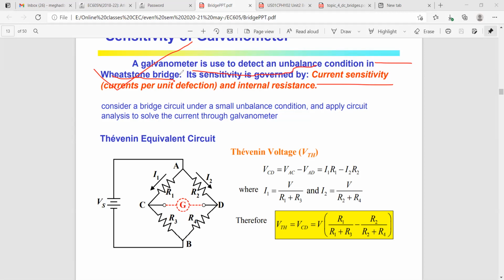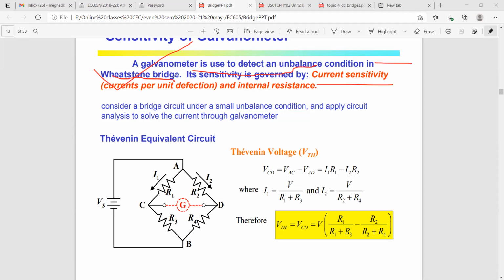If you know Thevenin, you also know what the Thevenin voltage is. What is the Thevenin voltage and Thevenin current? What is the formula for VTH? That thing you must know. So we will apply the Thevenin equivalent circuit here to solve for the current through the galvanometer.